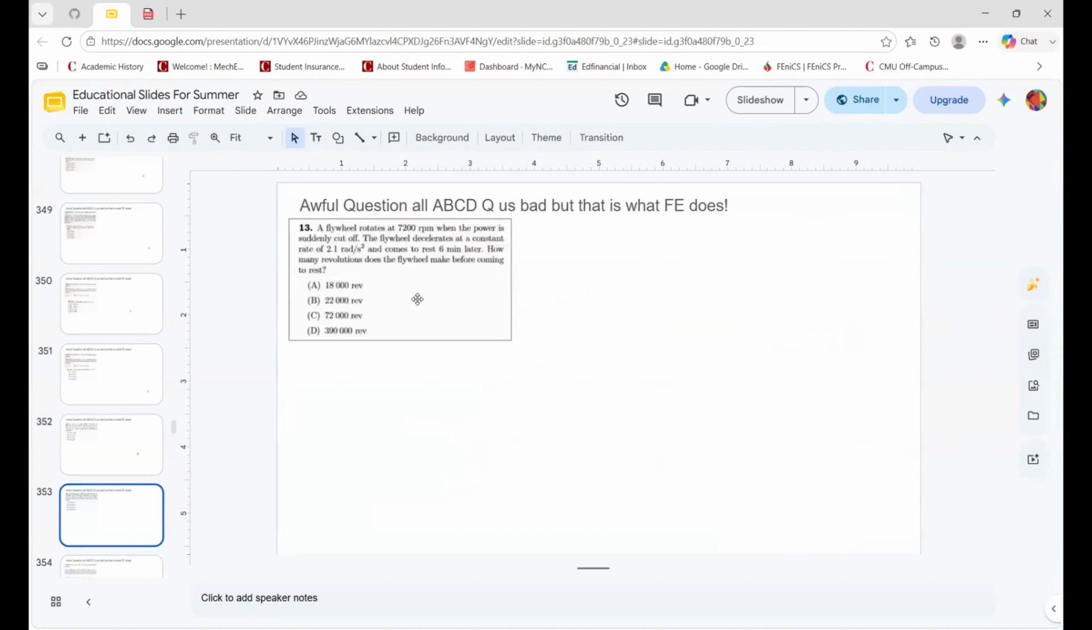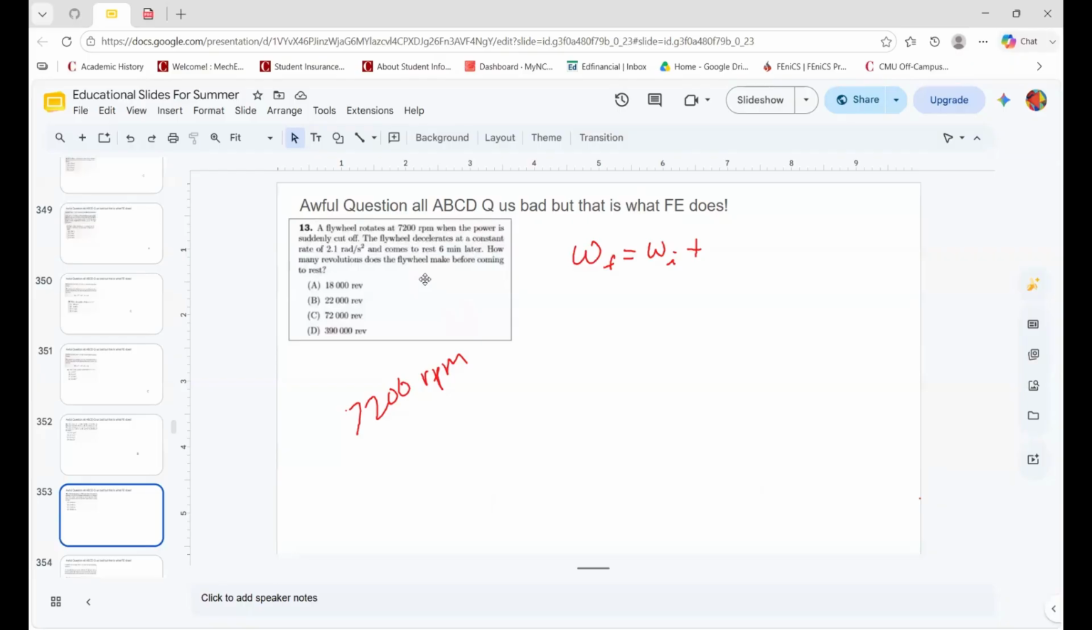A flywheel rotates at 7,200 RPM. When the power is suddenly cut off, the flywheel decelerates at a constant rate and comes to rest 6 seconds later. Oh, 6 minutes later. Maybe the algorithm got confused because there's 6 minutes later here. How many revolutions does the flywheel make before it comes to rest? Okay, so we have a flywheel. So omega final equals omega initial plus a constant. Actually, how many revolutions? So revolutions is divided by 2 pi. So we should go look for what it was called again.